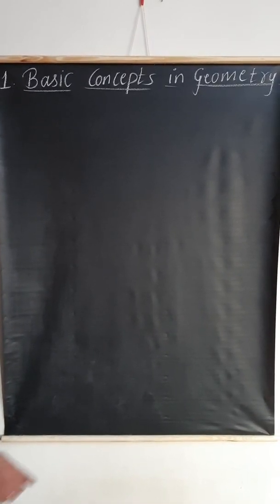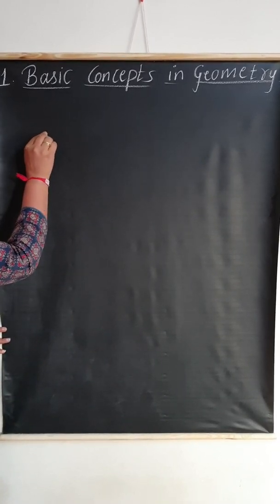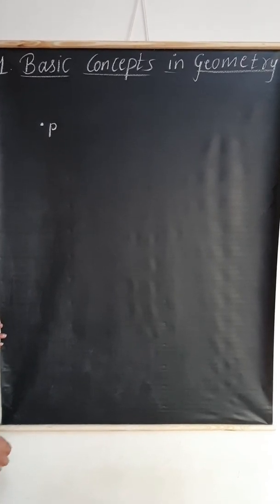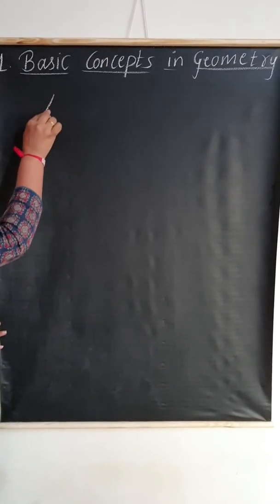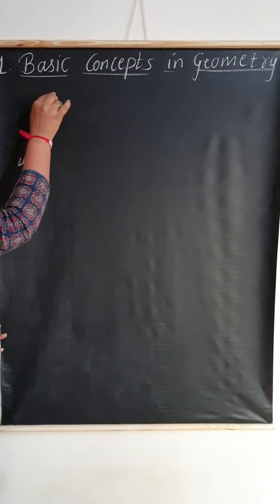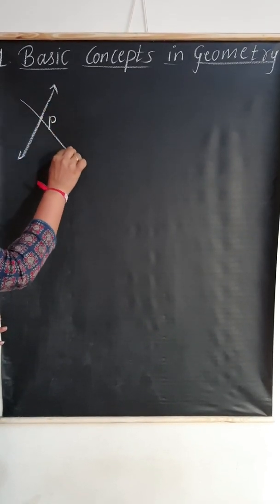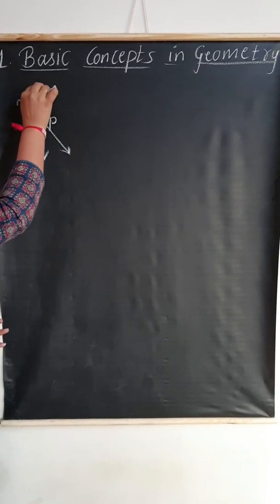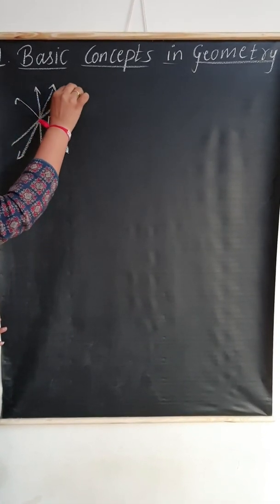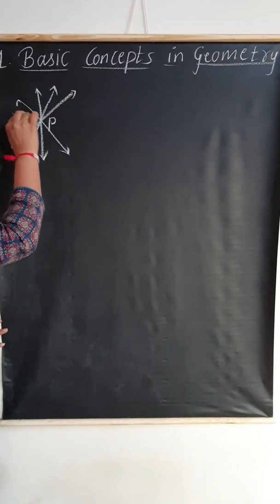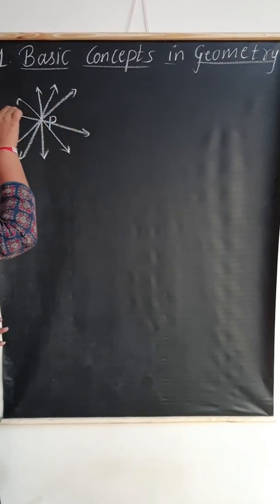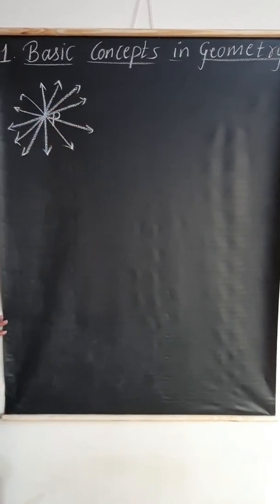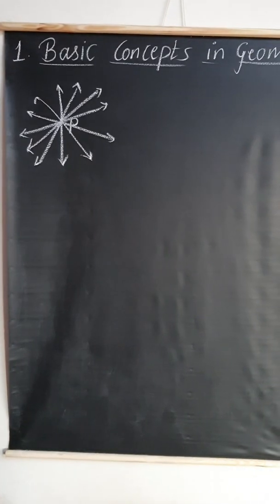Now, students, suppose a single point is given to you. Consider a point P. How many lines can you draw passing through this point? Let us see. This is the first line. Second line. Third line, fourth line, fifth line, sixth line. So in this way, I can draw as many lines as I want to draw.